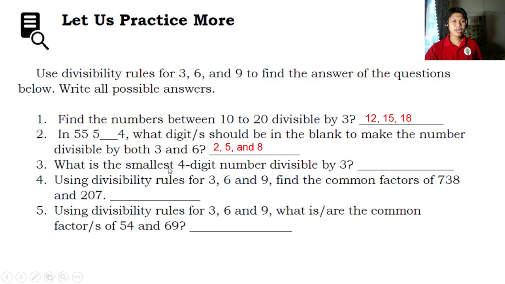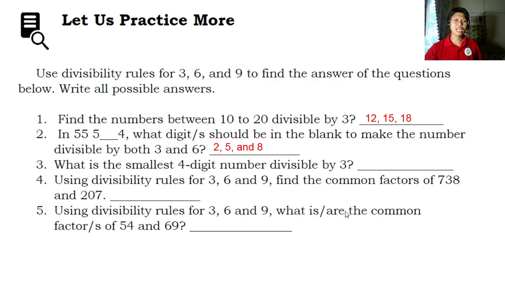Next, what is the smallest 4-digit number divisible by 3? So, start tayo sa 1, followed by 0, 0, and then, kung 0 kasi ang dadagdag mo, hindi pwede. Kasi 1 plus 0 plus 0 plus 0 is 1.